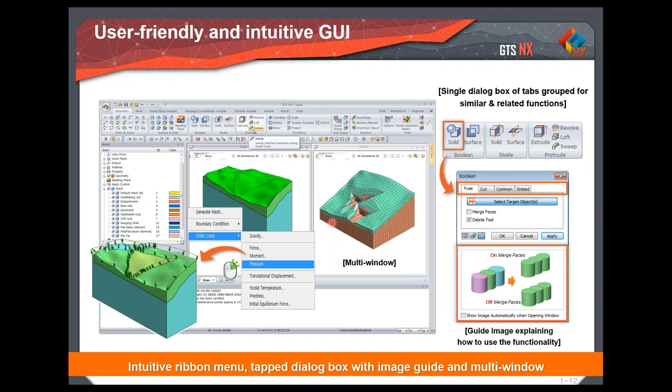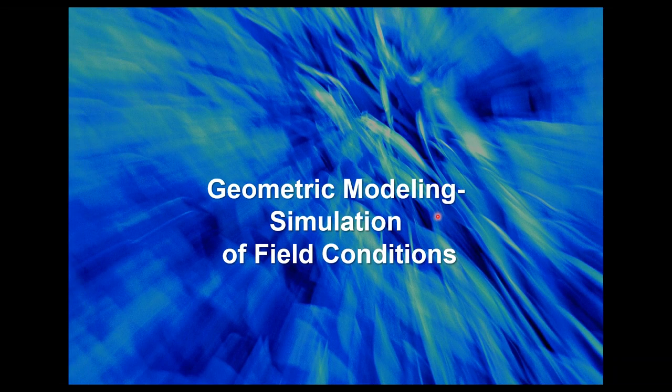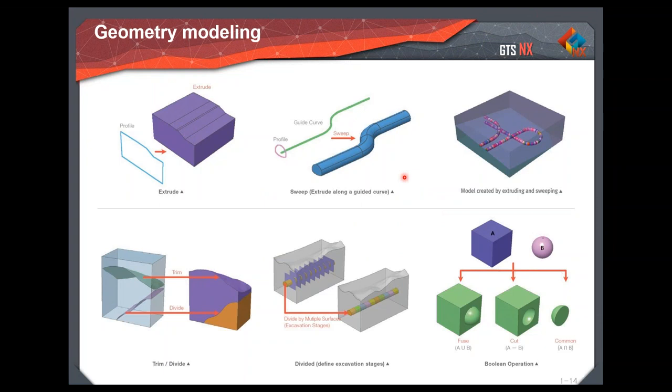This is basically about the MIDAS software, the graphical user interface of your MIDAS GTS NX. Coming to our next question, the next slide is our geometric modeling. As I said, we have a particular workflow, and we start with the geometric modeling. Here we can model n number of models at the same time. This is your model. It can be a 3D model or a 2D model, as this software supports 2D, 3D, and axisymmetric problems.